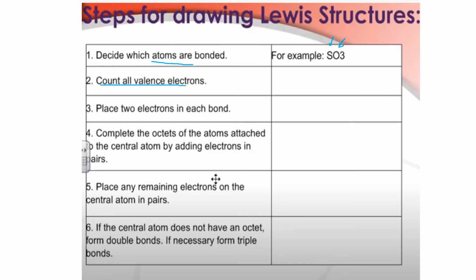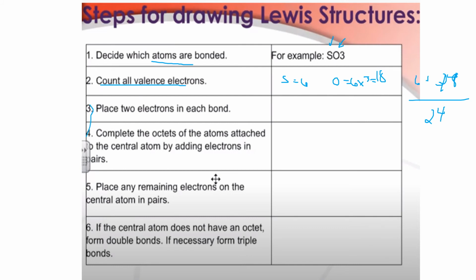We're going to count all the valence electrons here. So S is in group 6, so it has 6. Oxygen also in group 6, but there are 3 of them, and so that makes 18. And 6 plus 18 gives us 24 to draw in total here. So that's what we're going to do.